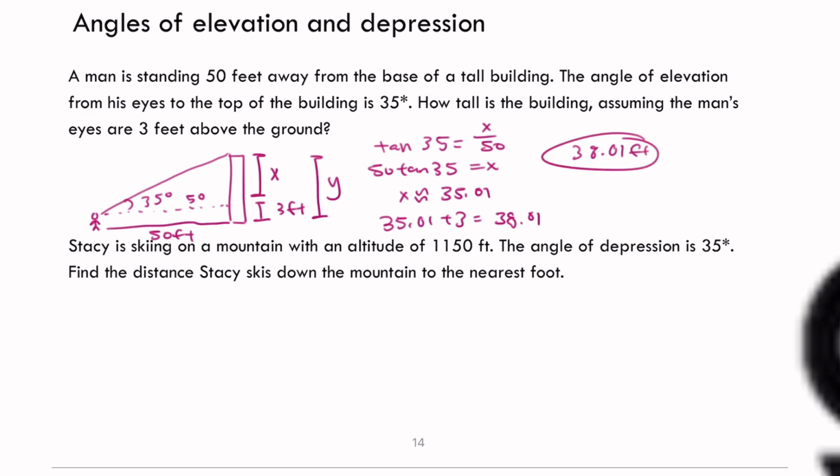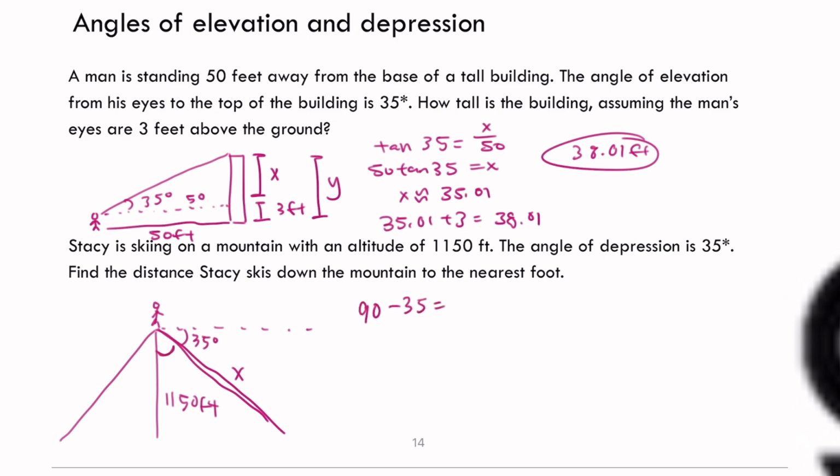Stacy is skiing on a mountain with an altitude of 1,150 feet. The angle of depression is 35 degrees. Find the distance Stacy skis down the mountain to the nearest foot. So if she's on a mountain and the altitude is 1,150 feet, and let's say she's right here, the angle of depression is 35 degrees, and we want to find the distance that she skis down, so x. First, we can find this angle right here. So we can do 90 degrees minus 35, which is equal to 55 degrees.